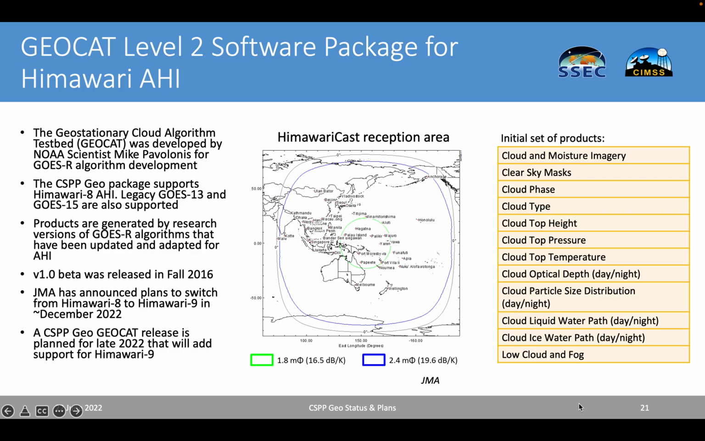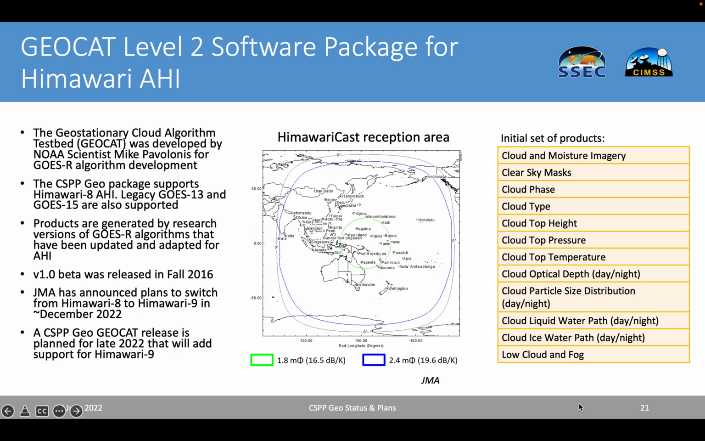Moving on, we have a level 2 package for Himawari AHI called GEOCAT. It's based on software that was developed by Mike Pavlonis for his own work, and it uses algorithms that were developed for GOES-R but have been adapted for AHI. And we released a beta back in fall of 2016.